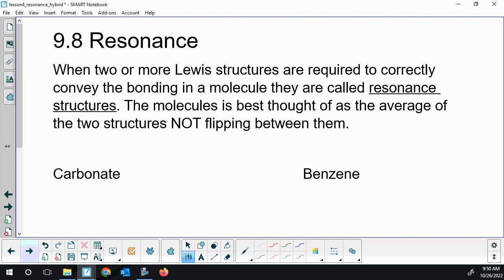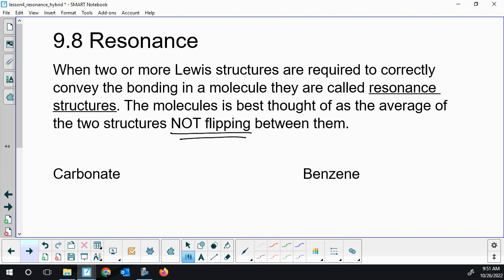So you might think the molecule would flip-flop between the two drawings, but that's not what we see with experimental evidence. We do not see a flip-flopping. We see an average. If you get a 70 on a test and a 90 on a test, you are best thought of as an 80 student, not a 90-70, 90-70, 90-70 flipping back and forth.